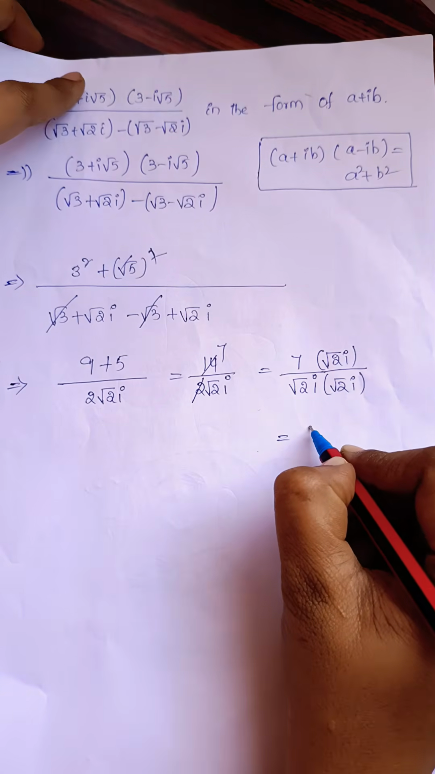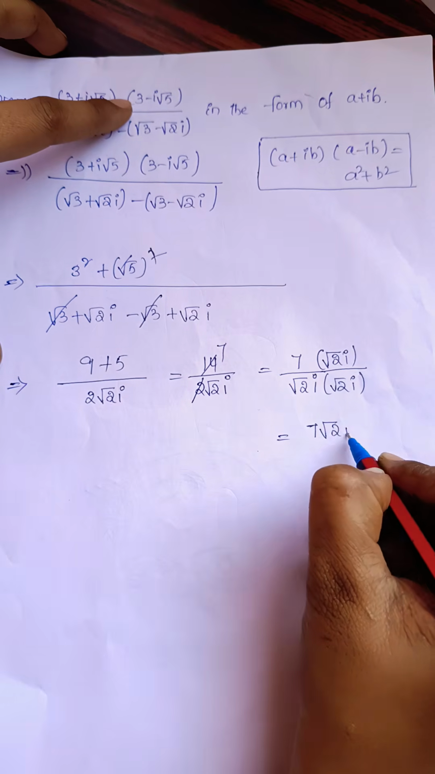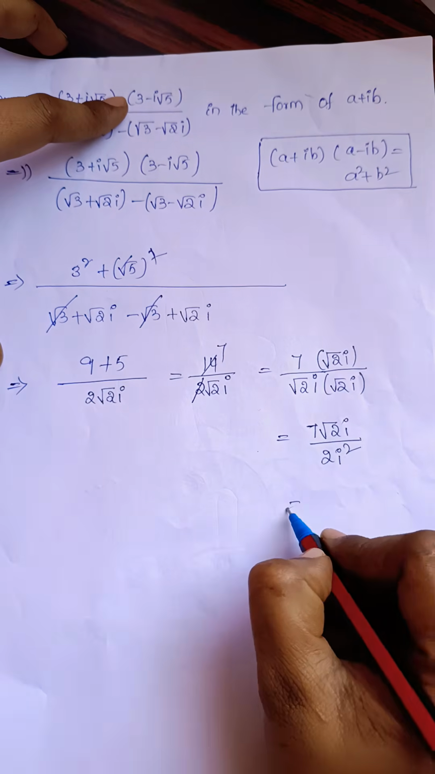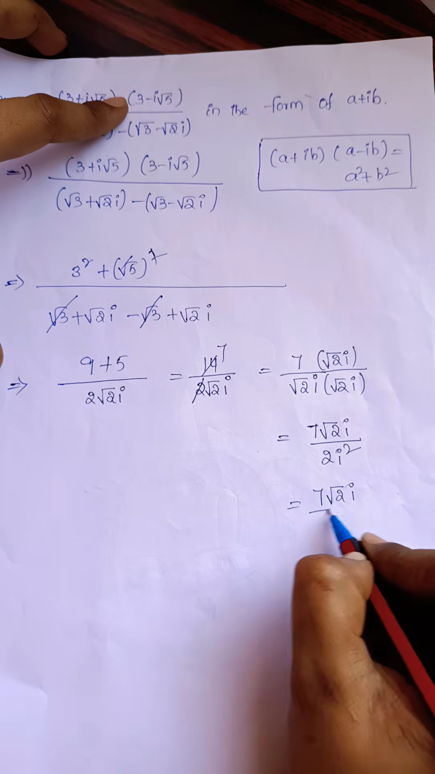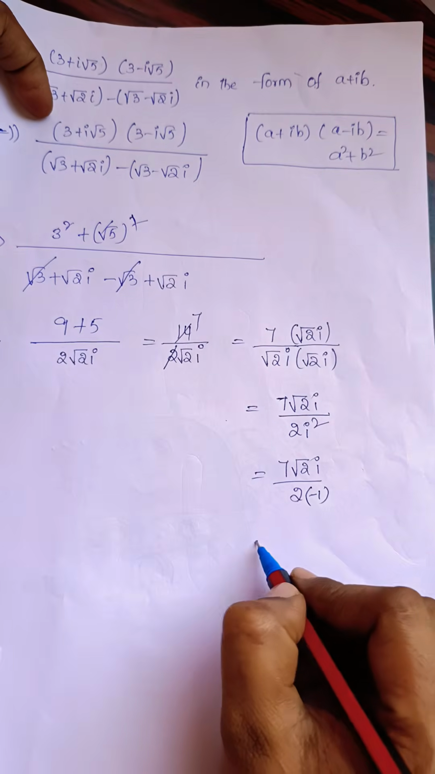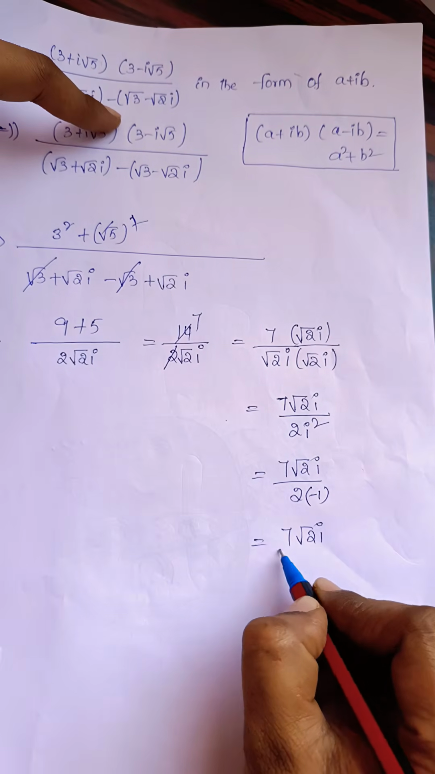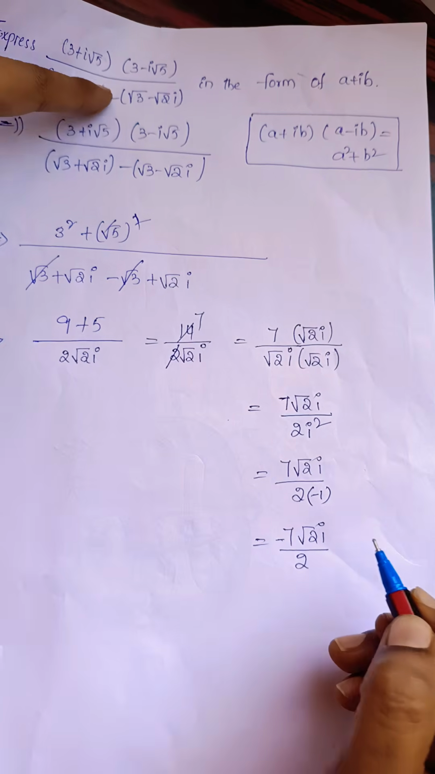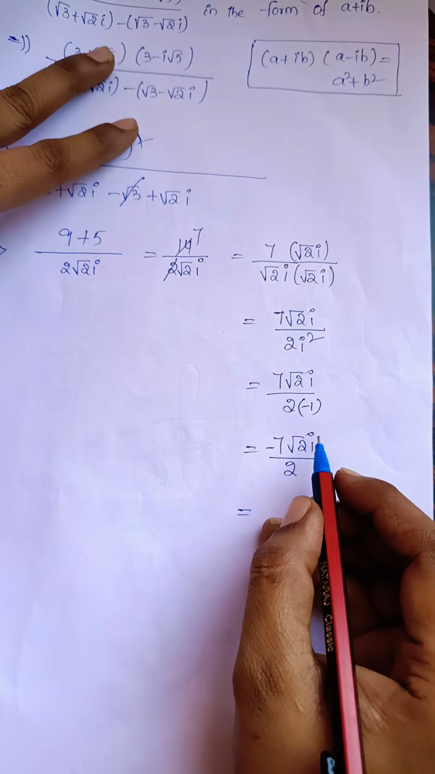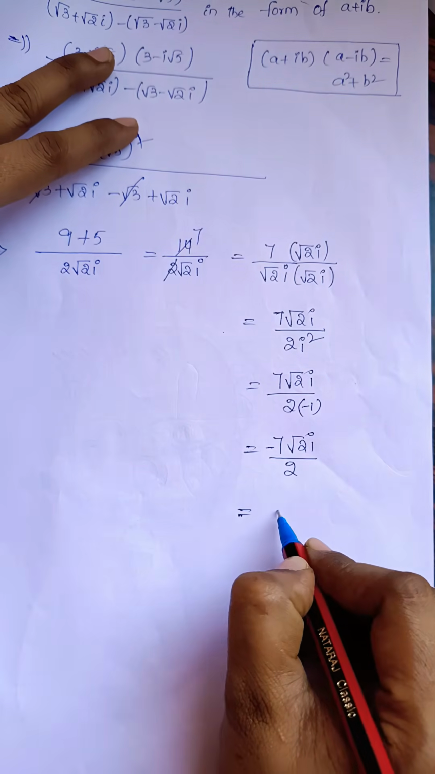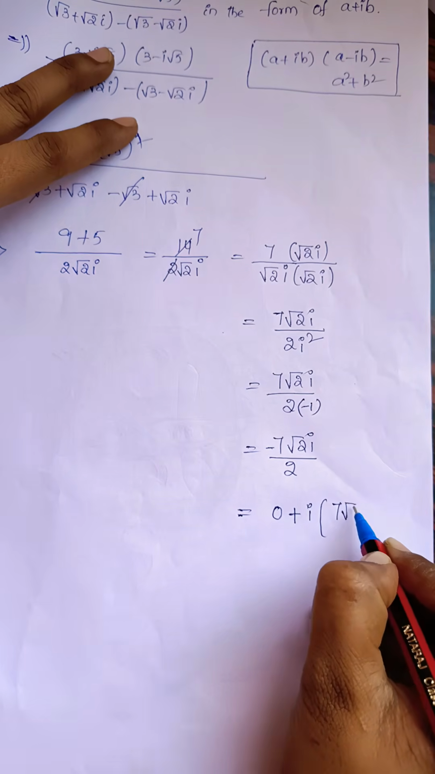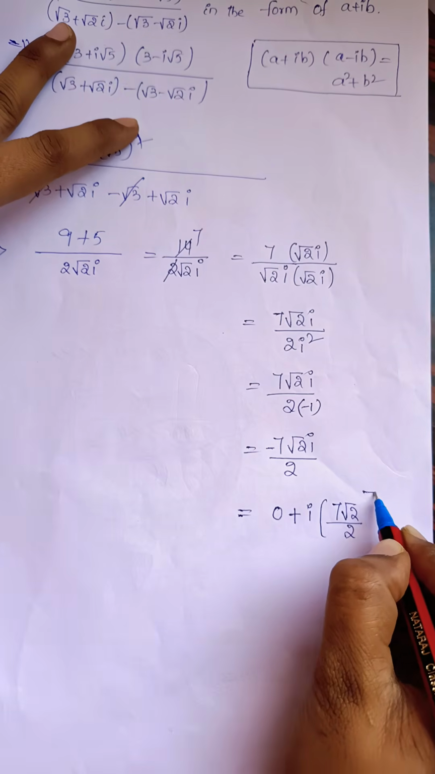Then we get 7√2 i divided by √2 i times √2 i, which is 7√2 i divided by 2 i². The value of i² is minus 1. So 7√2 i divided by 2, with a minus sign. Here only the imaginary part is there. There is no real part. So 0 plus i times 7√2 divided by 2.